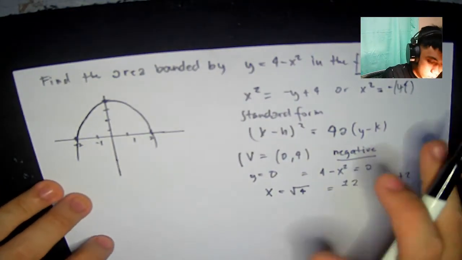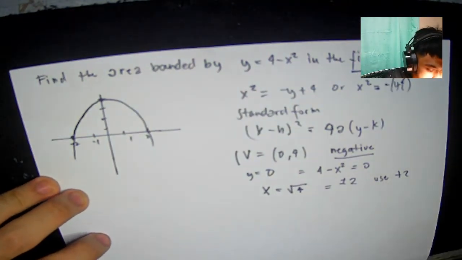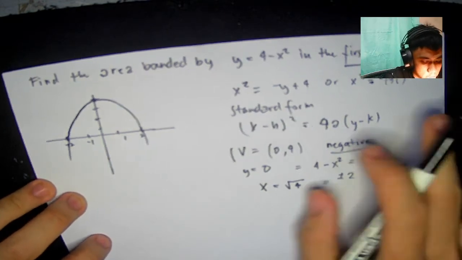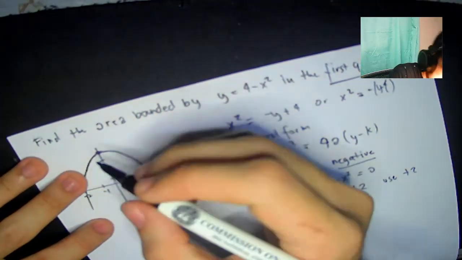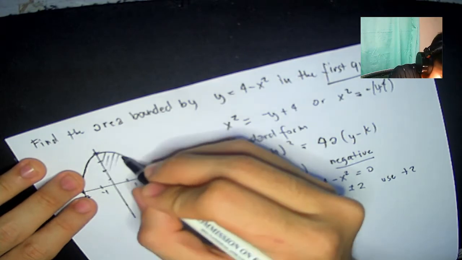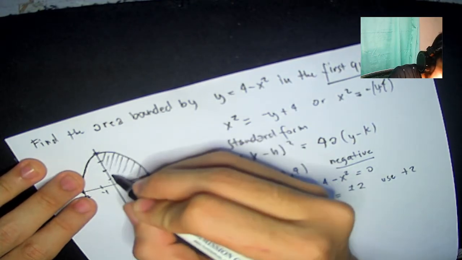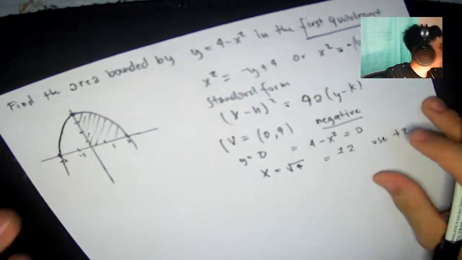Now it said that the area bounded by y equals 4 minus x squared is in the first quadrant. So let's just shade the first quadrant. I'll just lightly shade it so it will not be much.